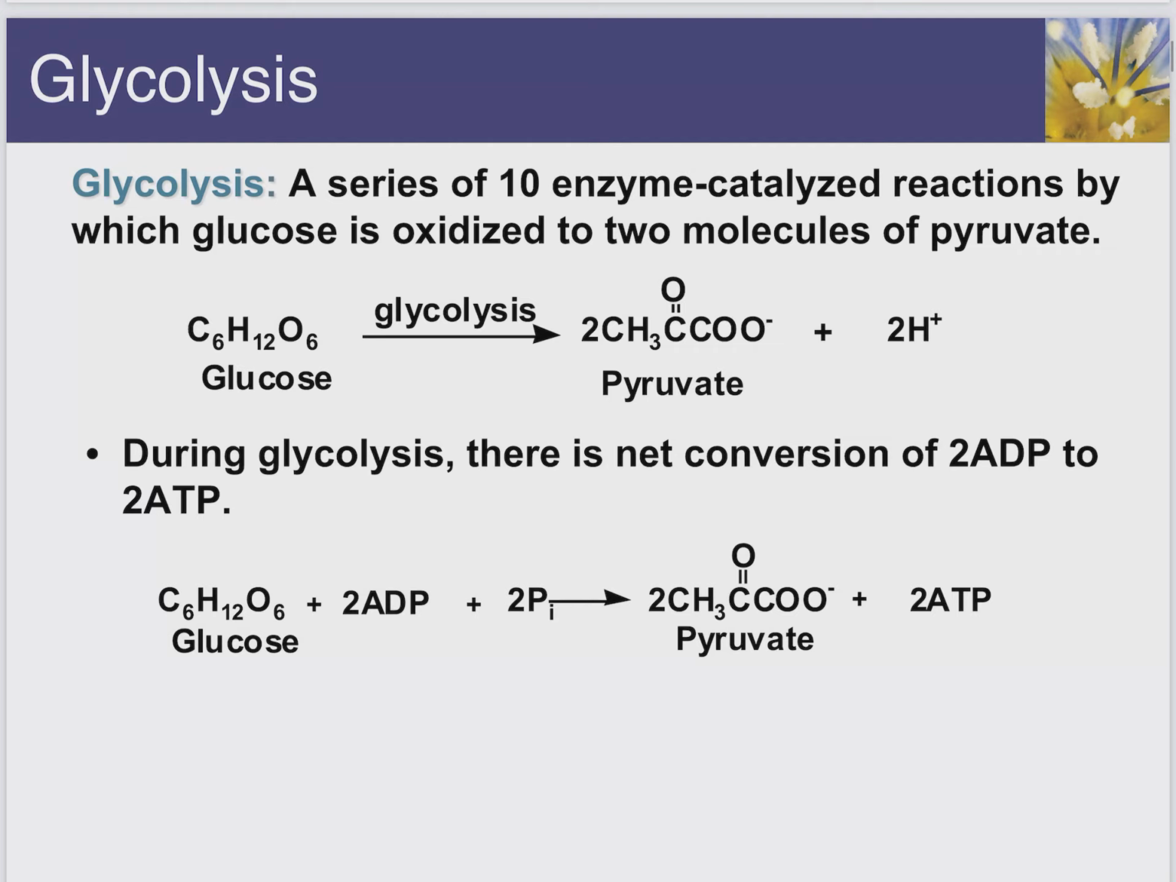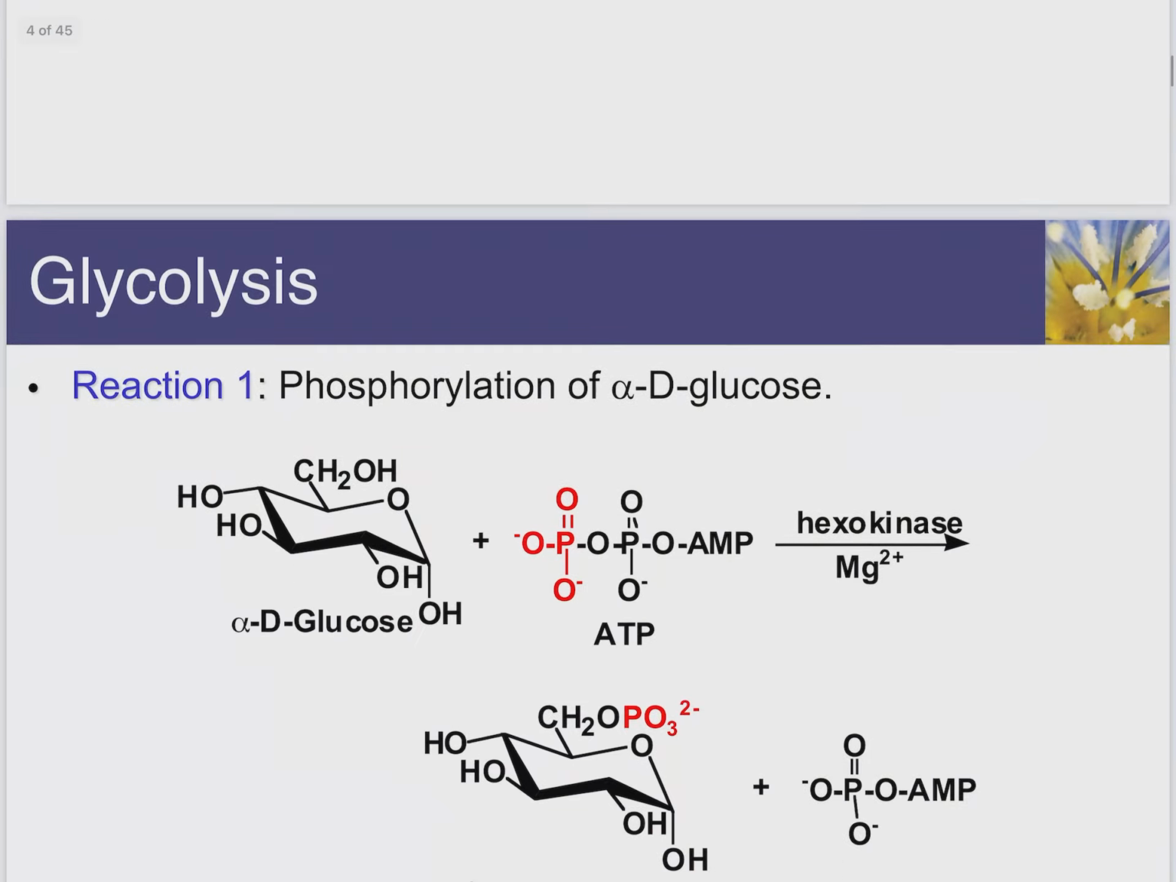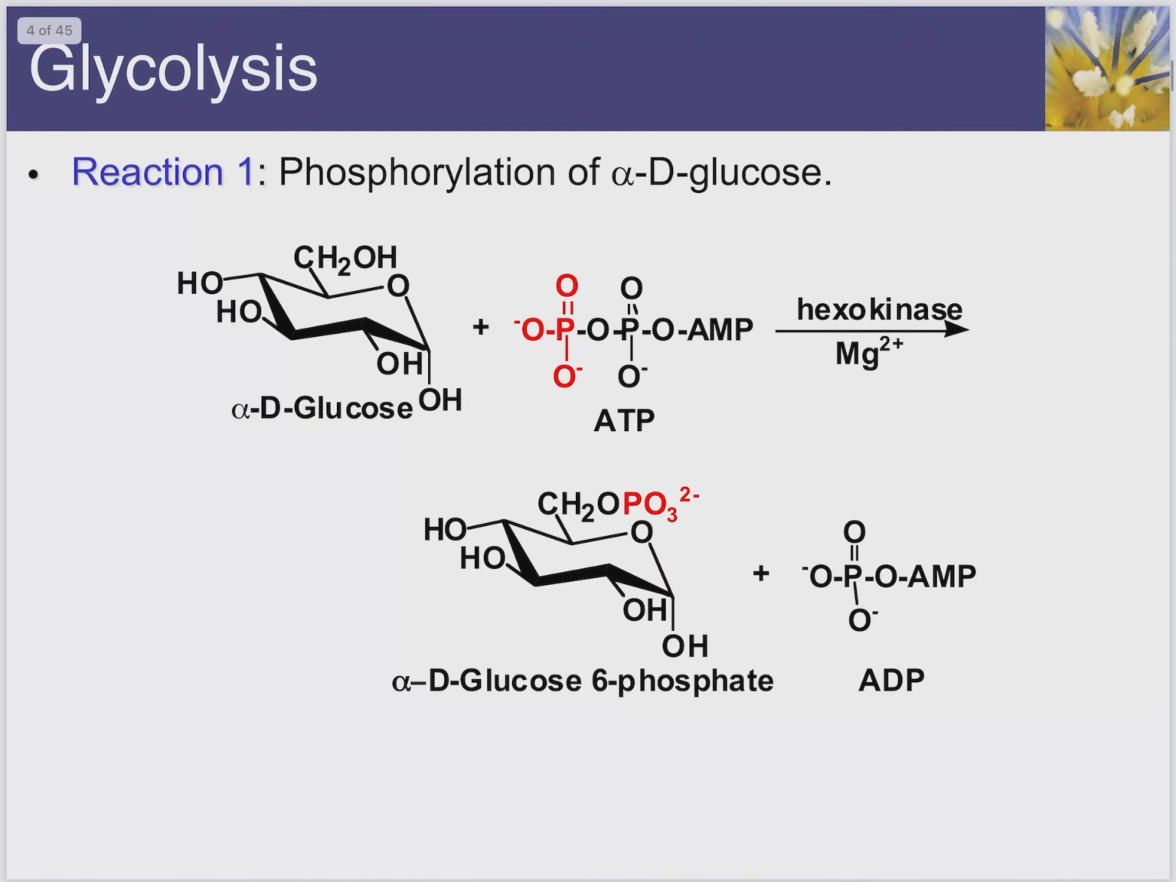During glycolysis, we're going to net 2 ATPs. What that means is we're going to end up with 2 more ATPs than we had to put in. So if we put in 2, we're going to get 4 back. The 2 that we got back cancel out the 2 we put in, but we also got 2 extra, 2 net. So reaction 1: phosphorylation of alpha-D-glucose.